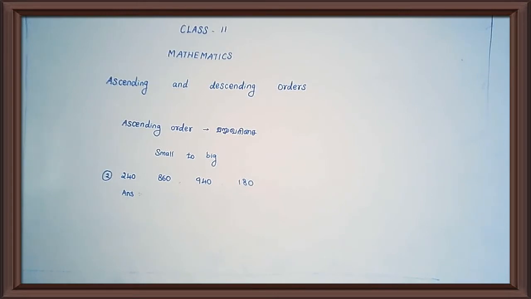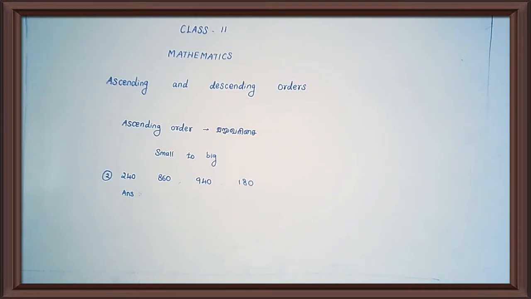All the given numbers are 3-digit numbers. So we have to compare the numbers, starting from the left hand side. Okay. See the first one, 240. How many hundred? 200. Then see the second one, 860. How many hundred, ma? 800.